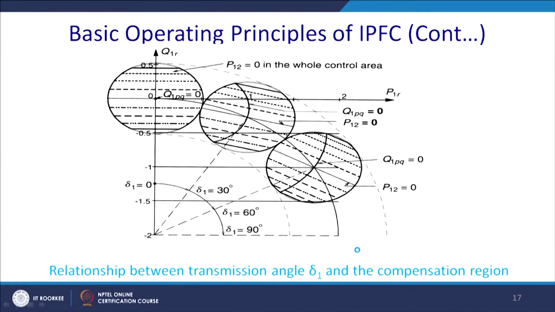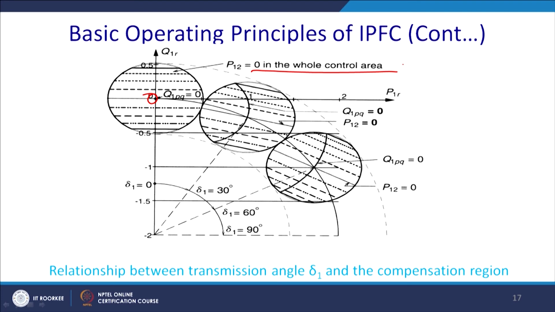So, this is the case, you can see that this is the case delta equal to 0. So, this is your circle of influence, and where P12 equal to 0 in the whole area, you cannot exchange any real power.